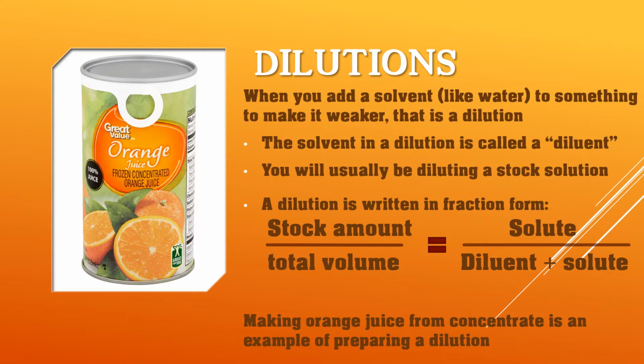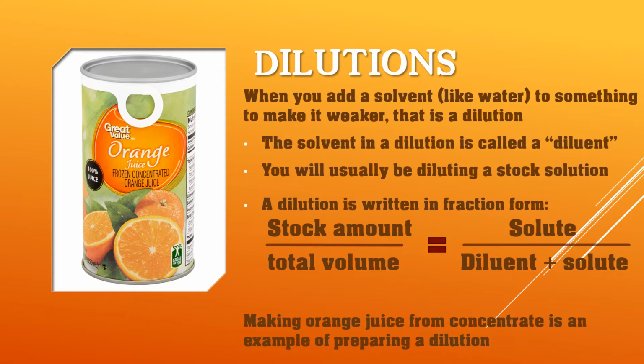Now, when you add a solvent like water to something to make it weaker, then that is a dilution. So the solvent, like the water in a dilution, is called a diluent. And when you're diluting something in a lab, you're usually going to be diluting a stock solution, which is a very highly concentrated solution of whatever the active ingredient is that you need. And you need to add water to it to dilute it down to end up getting the correct amount that you need for whatever experiment you're working on.